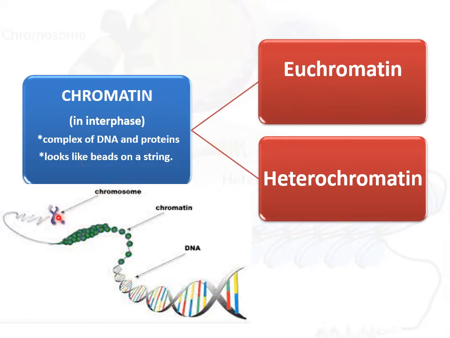This is a chromosome which, when extended, appears to be like a thread-like structure, and this is called chromatin. These green color structures are the proteins around which the DNA is bound. Now the chromatin can be further classified into euchromatin and heterochromatin.